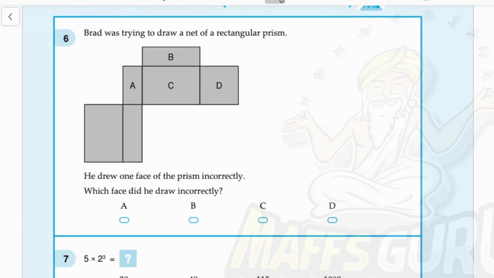Brad was trying to draw a net of a rectangular prism. Now, a net is basically a shape that when you put it flat would create a 3D shape when you put it all together. He drew one face of the prism incorrectly. Which face did he draw incorrectly to get the net of a rectangular prism?